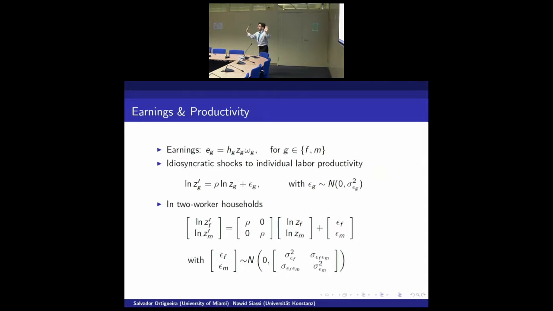We don't have a production function. That's the thing. We don't have a production function. We are going to have productivity times the wage, the demand side of the economy. We don't have a production function because we are going to look only at a subset of the population. So we don't need a general equilibrium model.